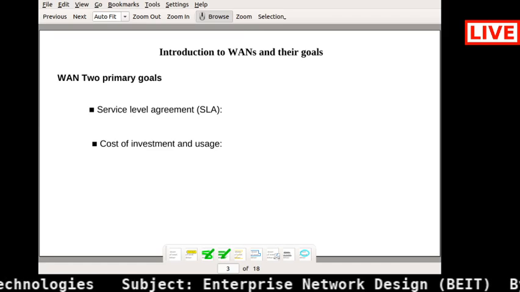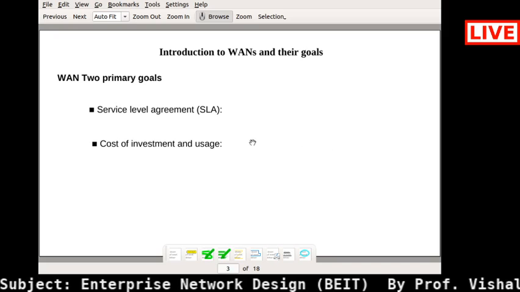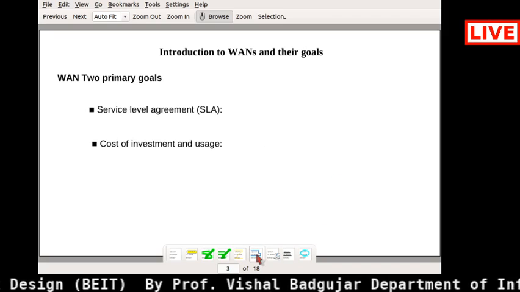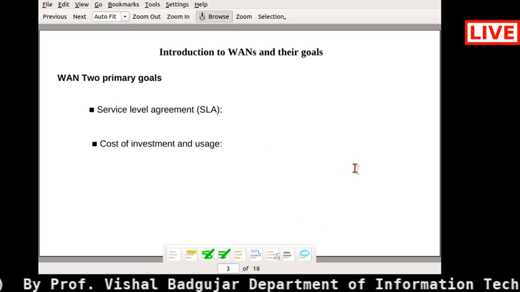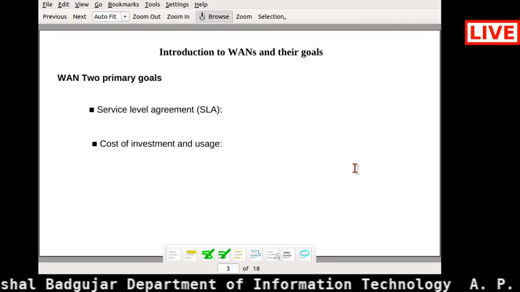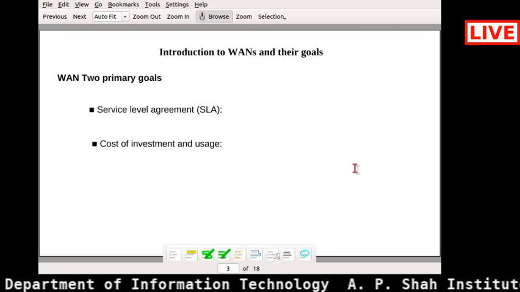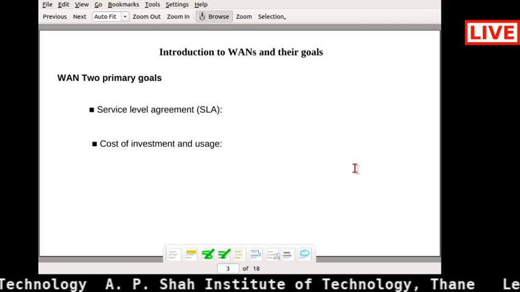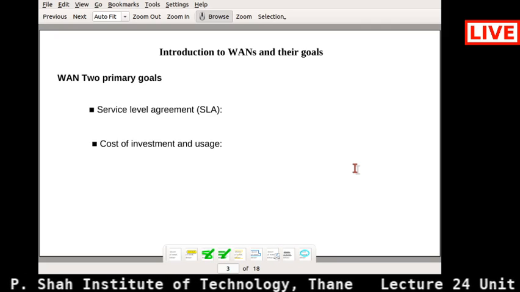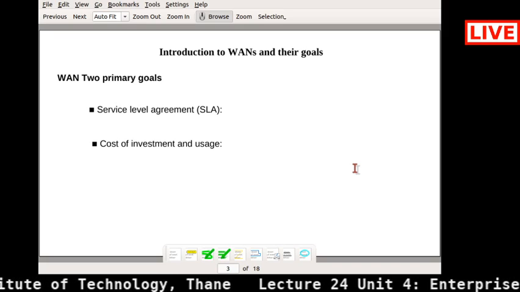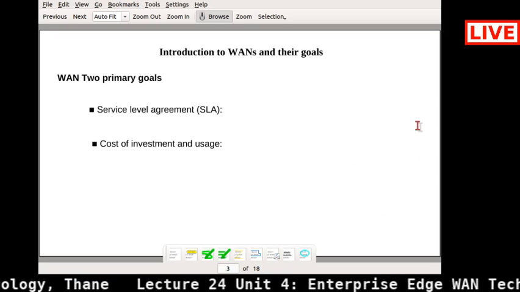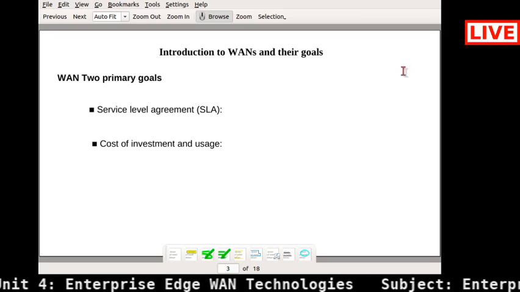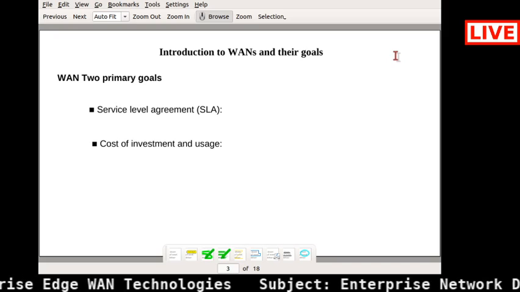Okay, so first of all we will discuss what is meant by the WAN, and what the different goals and objectives of this particular WAN are. As you know, the WAN is the primary design objective for whatever switches, links, or relay information you are going to use in that particular WAN. All these things will be provided by the WAN services.